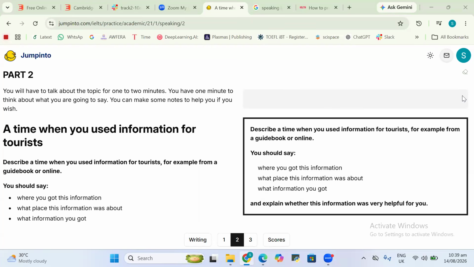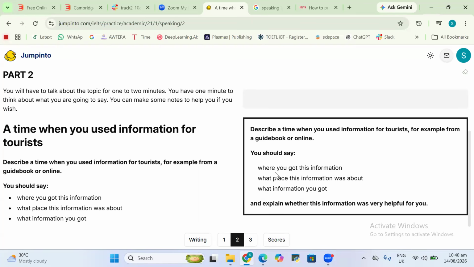So, okay, Sir Mahmood. The question is: describe a time when you used information for a tourist, for example, from a guidebook or online. I just want to add one thing before we go on: answer in the past tense. Whenever you read a question, you should try to understand in which tense the question is, and then you need to answer in that tense. That is a better thing.